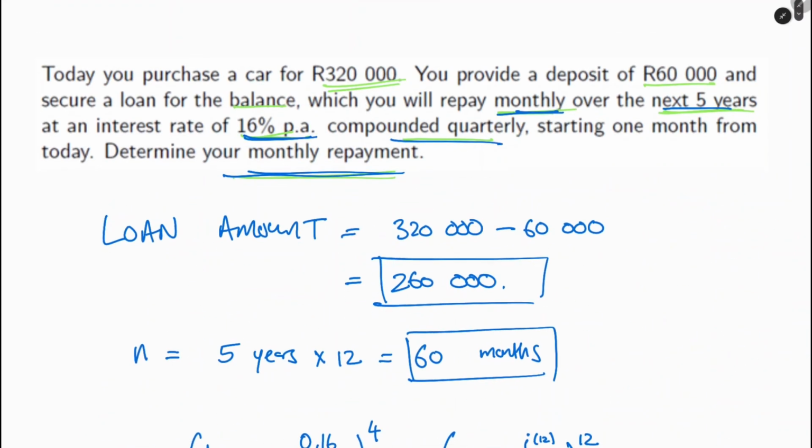That is the monthly repayment if we purchase a car for 320,000, with a deposit of 60,000, over 5 years, at this interest rate compounded quarterly with monthly repayments. And that brings me to the end of this worked example.